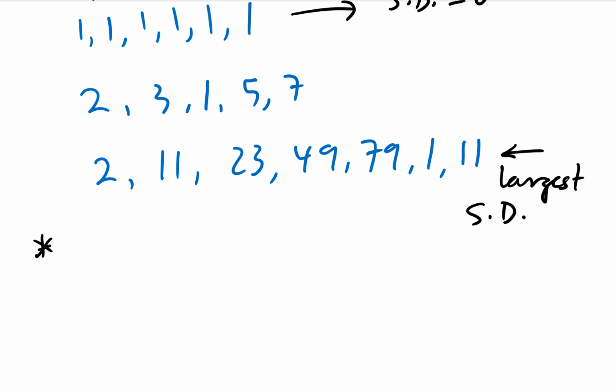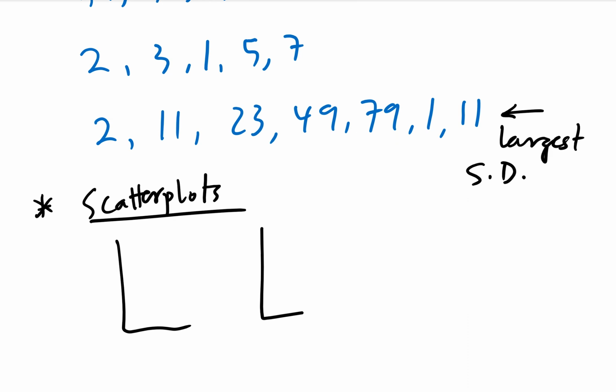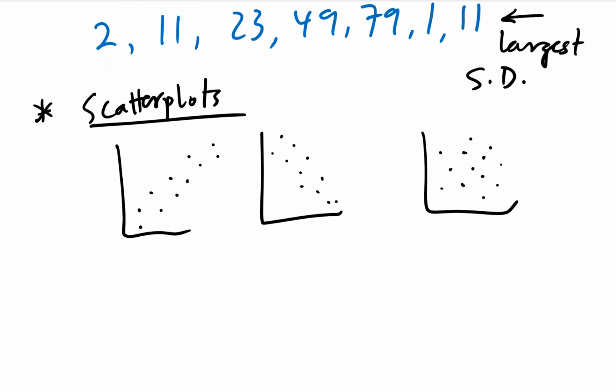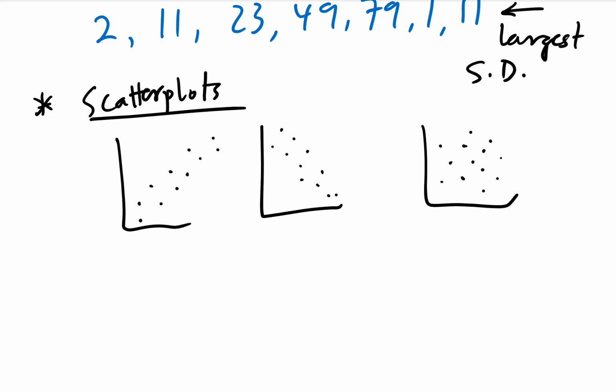Next, recall the scatter plots. Scatter plots are the ones where you have figures. You can have a scatter plot like this, or a scatter plot like that, or a scatter plot all over the place. Right?